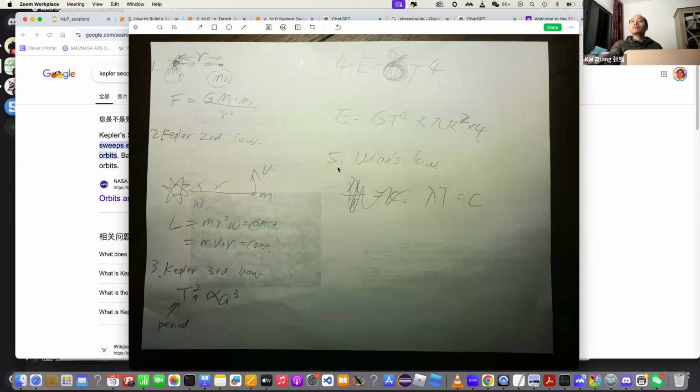Okay, the fifth formula is called Wien's law. Wien's law is used to calculate how the temperature determines the color of the star. The color is basically measured using the peak wavelength.